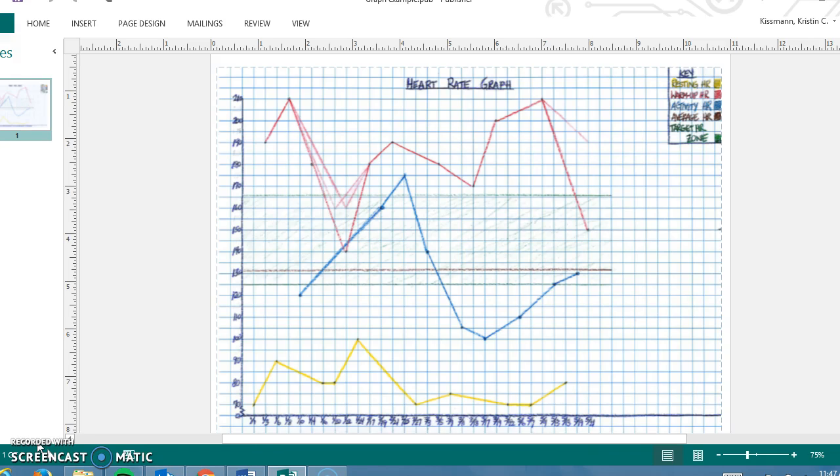After you have graphed those three lines, you need to find the average of all three of those heart rates for the entire semester. As you can see on this graph, it is colored in brown and it is a single line across the graph. Your graphs will not look like this one for several reasons.